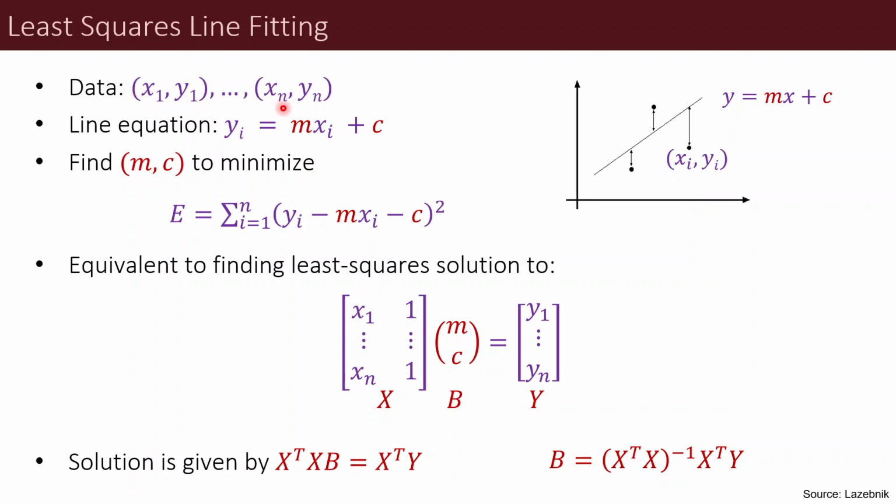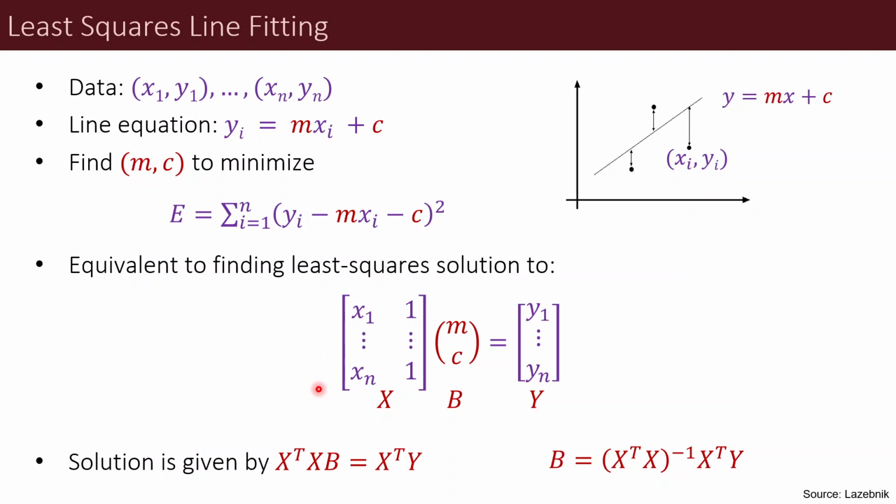We have a set of noisy points (x1, y1) up to (xn, yn), shown like this. And we want to estimate this line y equals mx plus c. That means the parameters m and c. You can see when we have estimated this line, there are errors in the vertical direction along the y-axis. Those errors can be written in this form and squared, and we get this function which we want to minimize.